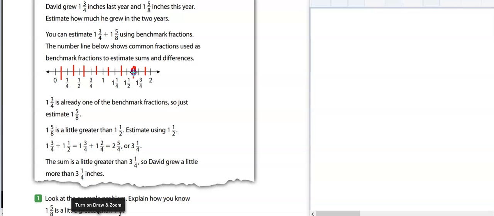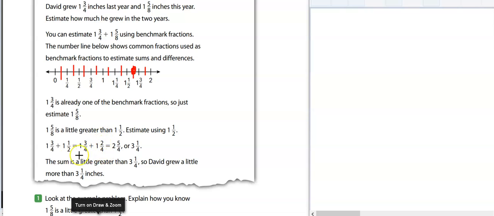So we're going to use the benchmark fractions, but I know that 1 5/8 is a little greater than 1 1/2, which is right here. So I'm going to use 1 1/2 to estimate. So I know that 1 3/4 plus 1 1/2 equals 1 3/4 plus 1 2/4.